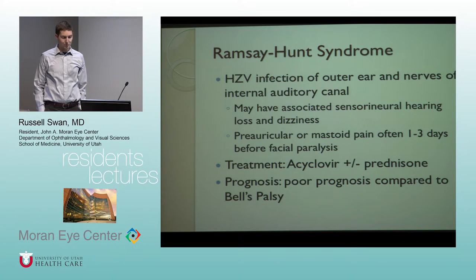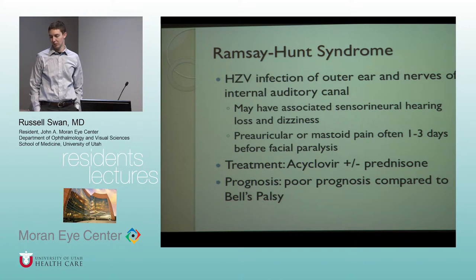The basic science book sort of said they were indeterminate in terms of their thoughts on the use of prednisone in these cases. So for OCAPs, they shouldn't probably be asking you about that, but acyclovir is definitely needed. And the prognosis for Ramsey-Hunt in terms of recovery is a lot worse than Bell's palsy.